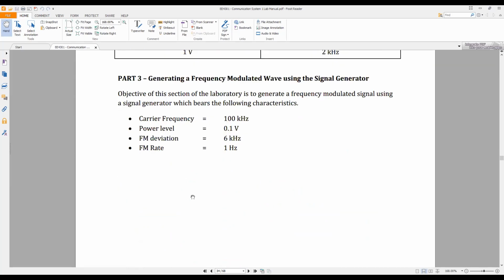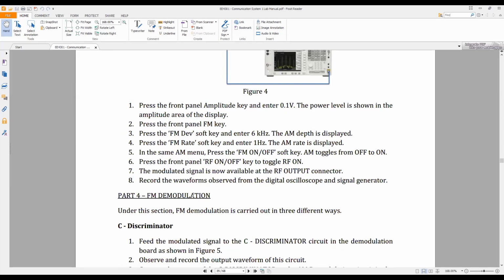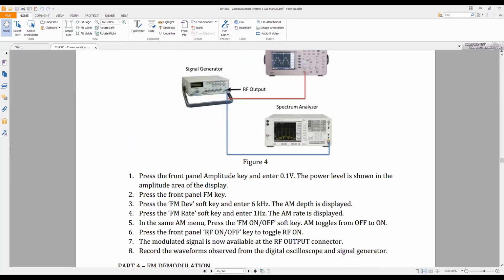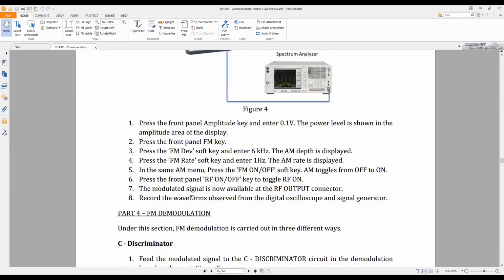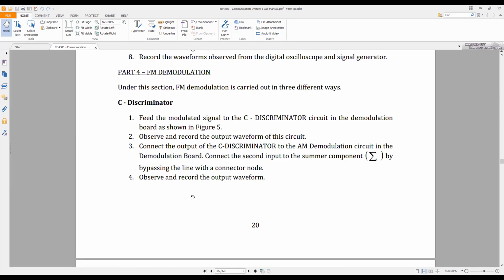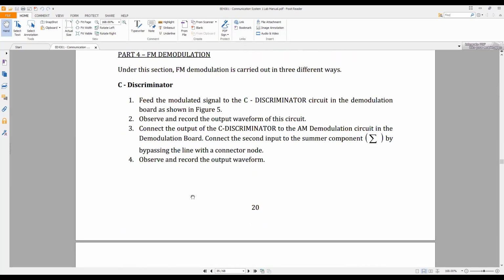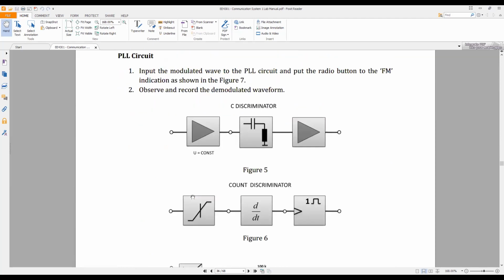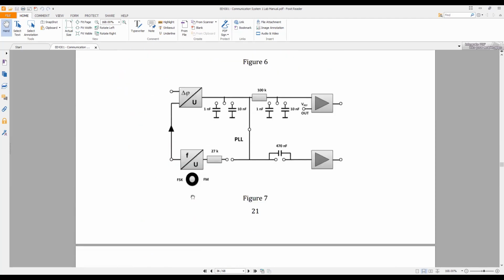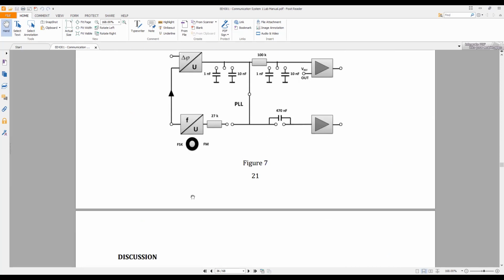Okay, for part 3, we observed the generated frequency modulated wave on the oscilloscope and the spectrum analyzer. So add the waveforms to the report. And for the final part also, we observed 4 waveforms. Add them to your reports. Okay, so this is the end of the practical.